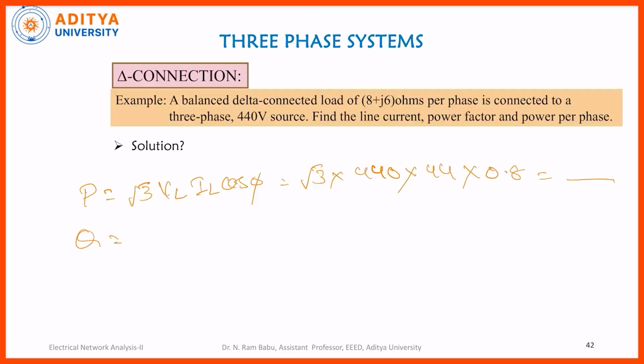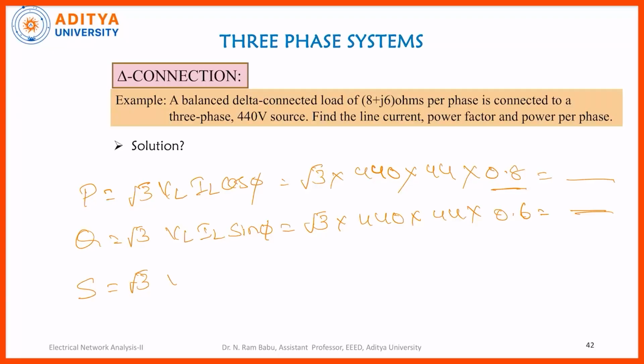The next one is reactive power. Its value is given by root 3 times VL IL sin phi. Root 3 into the value of VL, which is 440, and IL is 44, and if cos phi is 0.8, the sin phi value will be 0.6. Calculate it and note down the value. And the next one is apparent power. The formula for apparent power is root 3 times VL IL, which is root 3 into 440 into 44. Calculate it and note down the values.